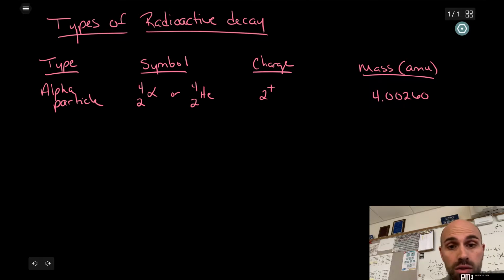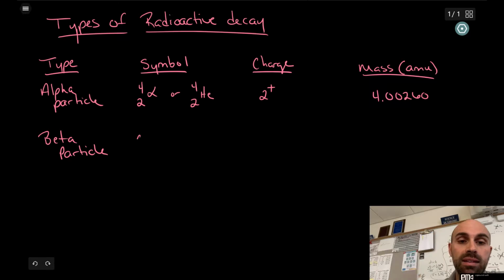Let's look at the charge. It is a 2+ charge, and the mass of this is 4.00260. And you could have probably guessed that it was going to be pretty close to 4 because look at the mass number and the symbols. It's 4. The next type of radioactive decay would be the beta particle, alpha, beta.